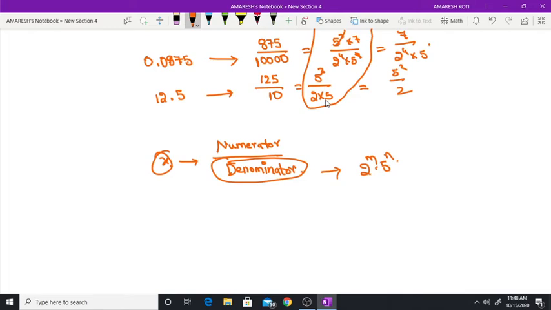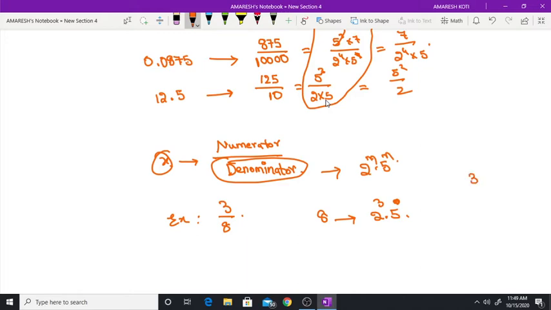Hope you understood. I will give you one example. For example, let's take 3 by 8. In 3 by 8, the denominator 8 can be written as 2 cube. So only 2 power m is there, then where is 5 power n? It is simple: 5 power 0, and 5 power 0 is 1. So 2 cube into 1 is 2 cube. So this decimal terminates.